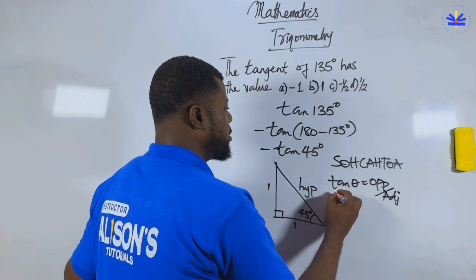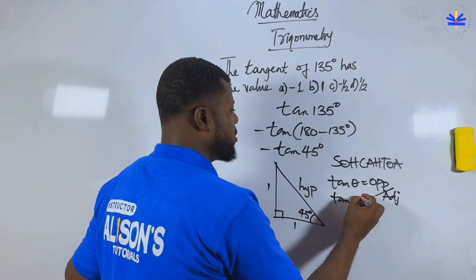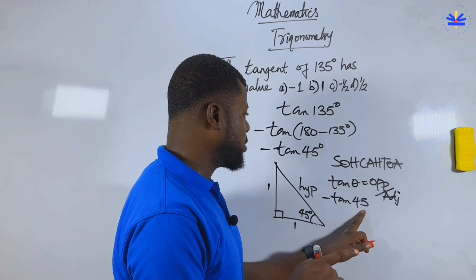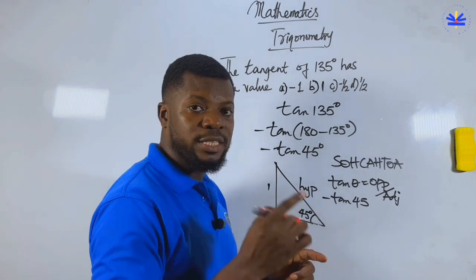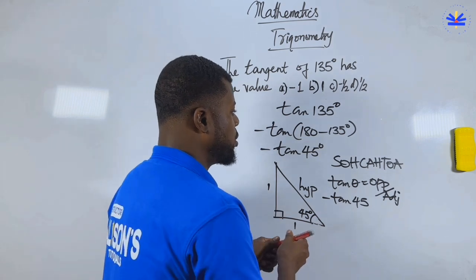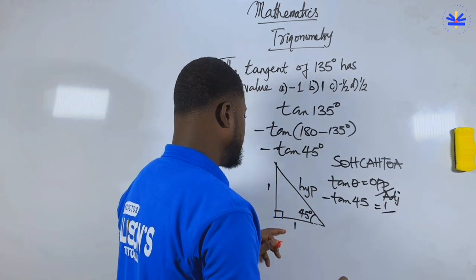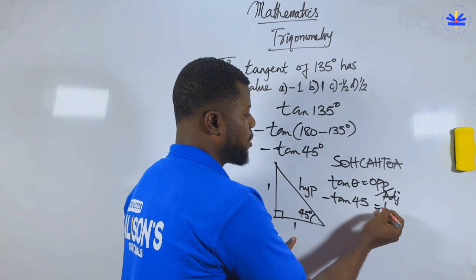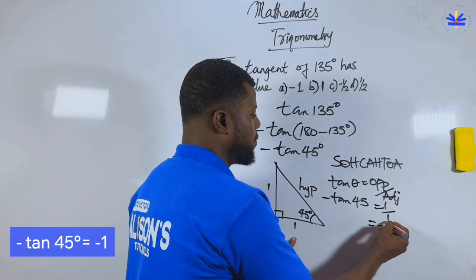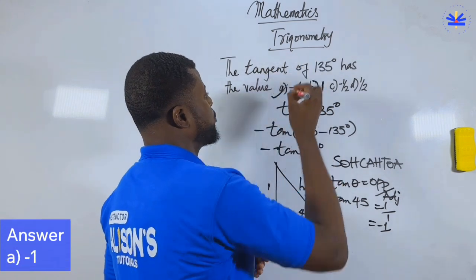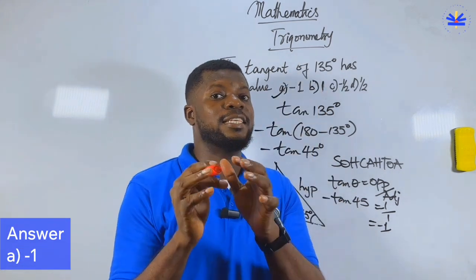So that means tan 45 degrees, don't forget the negative sign we're having here. For tan 45 degrees, which is this particular angle, where is our opposite? The opposite is the side facing the 45 degrees, which is 1. We have 1 divided by the adjacent, which is 1. Remember this negative sign comes over here. So that gives us negative 1 over 1, which is negative 1. And the final answer is option A, -1. That's how you can easily get that.